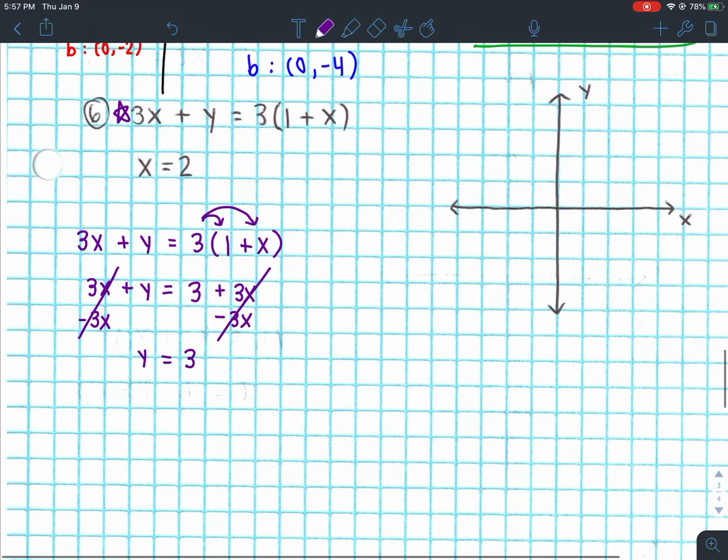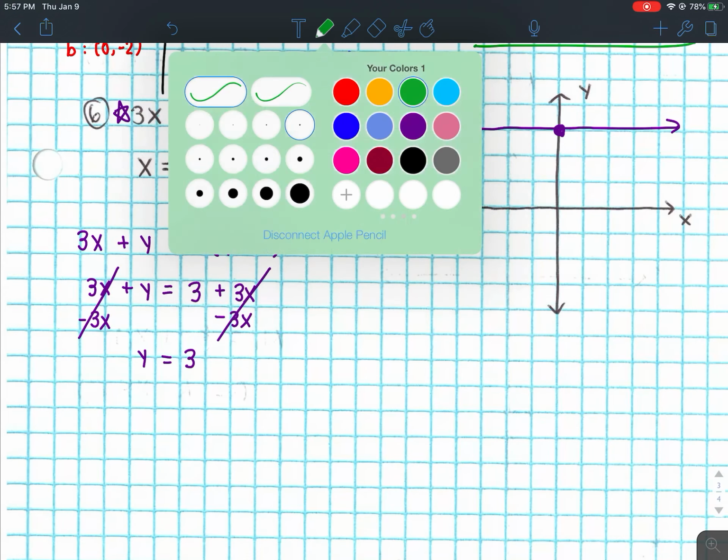So which axis am I going to look at to plot y equals 3? The y-axis. At what number? Positive 3. So on the y-axis, I'm going to put a point at positive 3. Now these tick marks, they go side to side. So I'm going to draw a horizontal line. And just for fun, do you know the slope? The slope is 0. But we don't really need to know that for this problem.